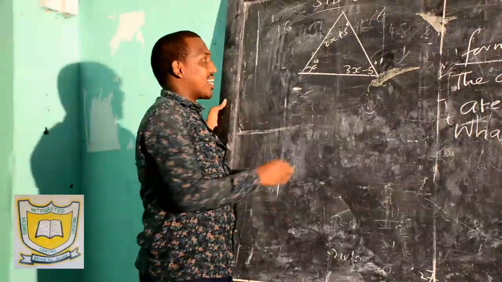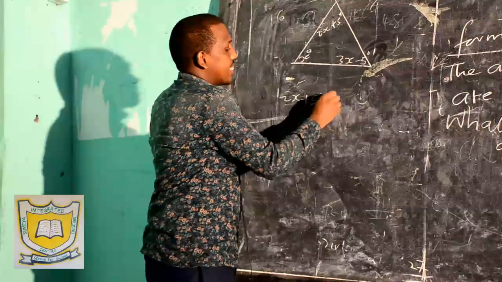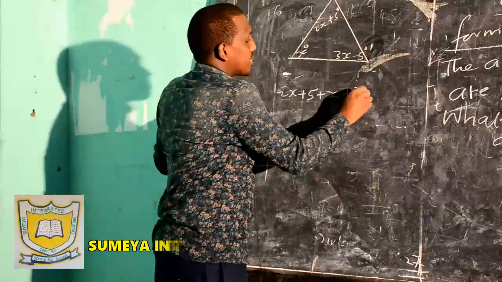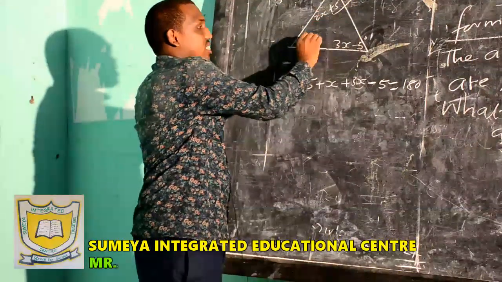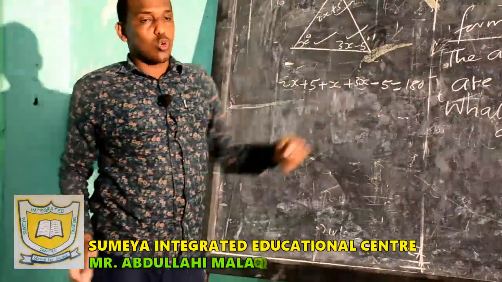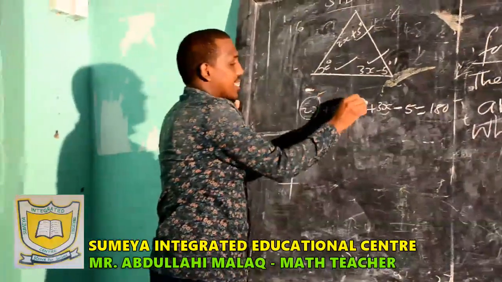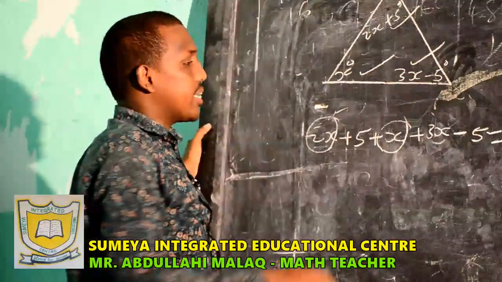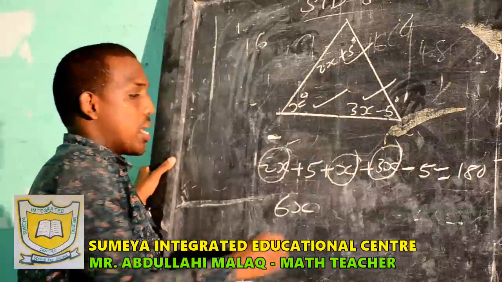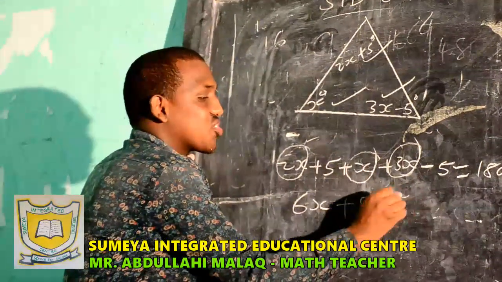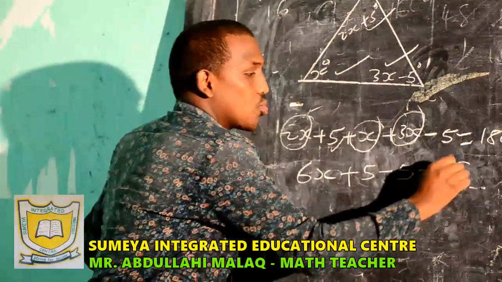So let us collect the like terms now. So we have 2x plus 5 plus x plus 3x minus 5 is equal to 180 degrees. This one plus this one plus this one will always add up to 180 degrees. So let us collect the like terms. 2x plus x, that is 3x. 3x plus 3x, that is 6x. Plus 5 minus 5 is equal to 180.